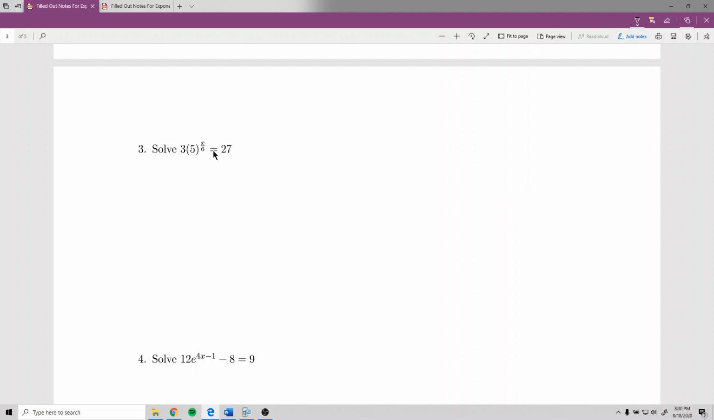All right, so number 3 says solve 3 times 5 to the x divided by 6 power equals 27. All right, so the first thing we want to do is, like last time, get the exponential part by itself. The exponential part here is the 5 to the x divided by 6 power. The exponent can be anything at all. It can be a fraction, just the letter, whatever. When we say exponential part, we mean the base with the exponent. So if I want to get this part by itself, I want to divide each side by 3 to get rid of that 3. And when we do that, we have 5 to the x divided by 6 power on the left. And on the right, 27 divided by 3 is 9.